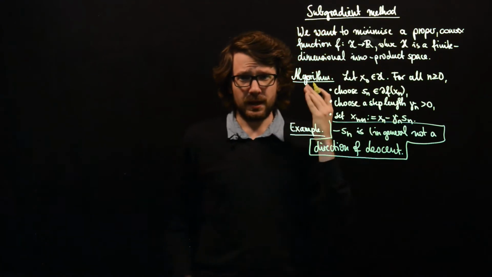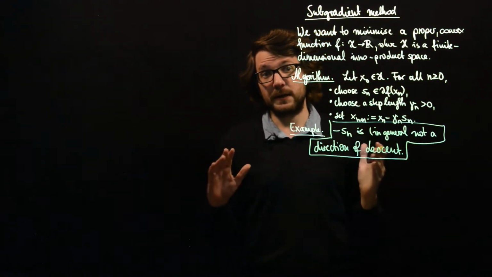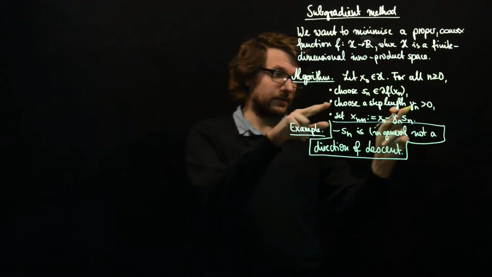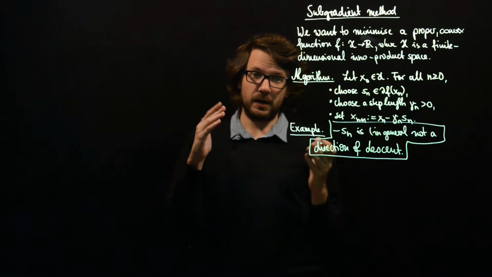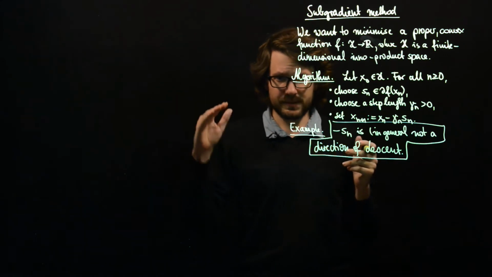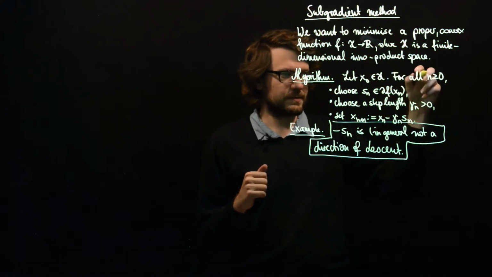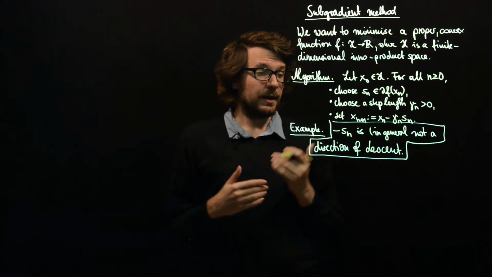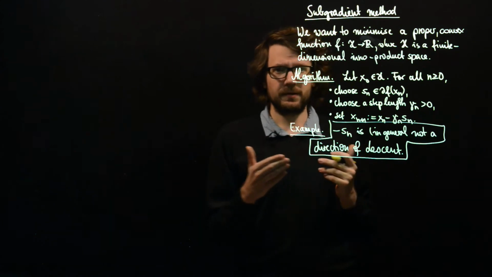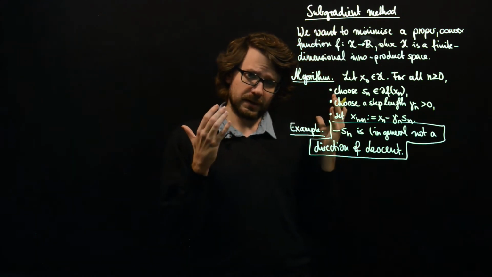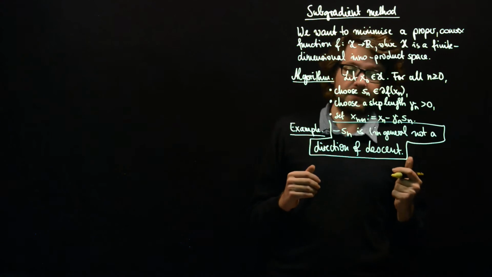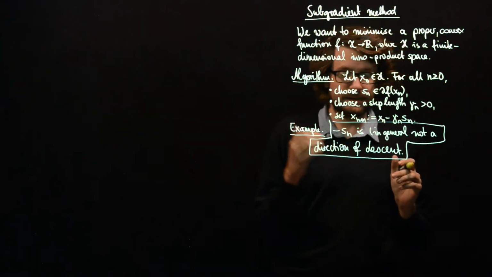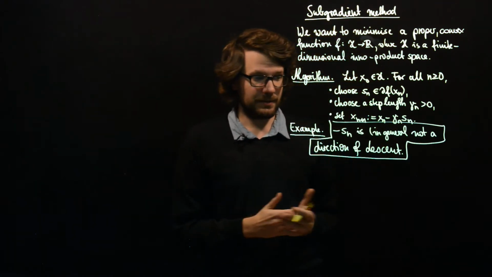For the gradient method, minus the gradient will always be the direction of the steepest descent. So if you choose your step length gamma n small enough, you will always get some descent because you have this first order approximation. For the subgradient method, you only have some sublinear approximation, and it will not guarantee that minus sn gives you any descent.